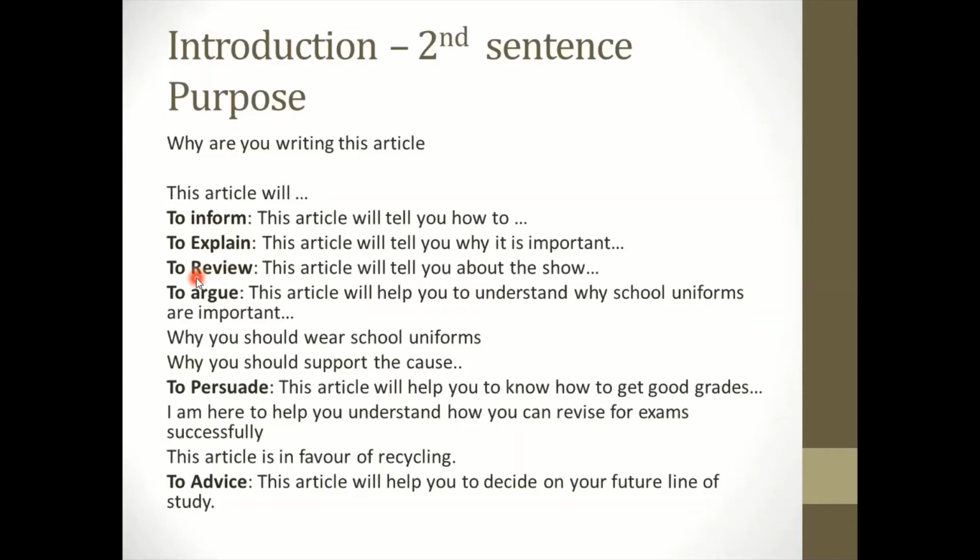If you're writing a review of a show or a book, you can write it like this. This article will tell you about the show. These are all examples of your second sentence, okay? If you're writing to argue, you will say, this article will help you to understand why school uniforms are important, or why you should wear school uniforms, or why you should support the cause, or why you should become a vegetarian now. So this is my sentence when I want to argue.